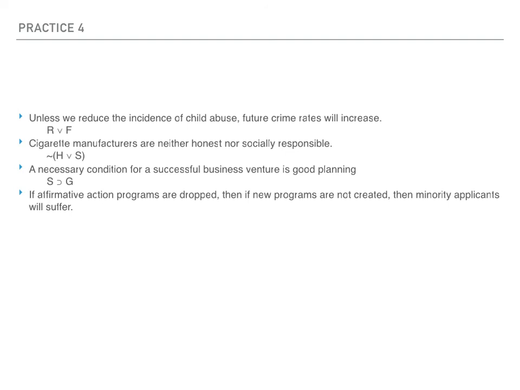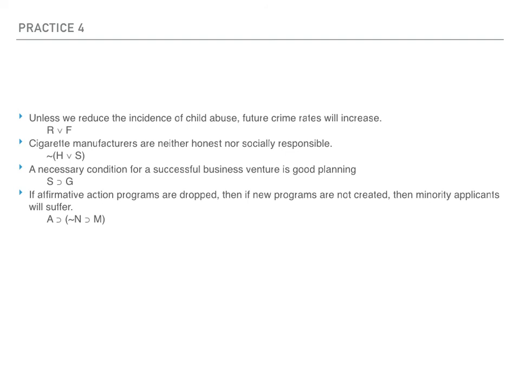So what about if affirmative action programs are dropped, then if new programs are not created, then minority applicants will suffer? Well, I think that we see what this one does. The only thing that's different here is that in the antecedent of the second conditional, there's the negation. But it's the same as before. You find the if, you look for the comma. We know affirmative action programs are dropped goes into the antecedent. And we know we don't need a tilde there because there's no negation. It says they are dropped, so that's an affirmative statement.